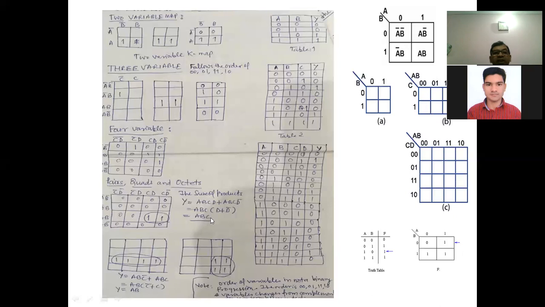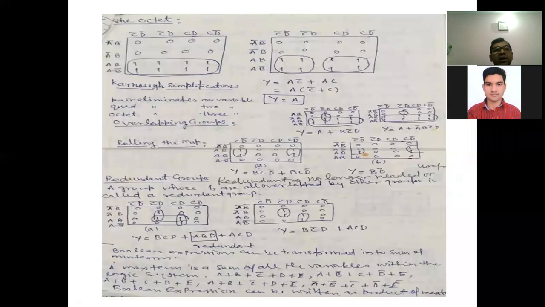So what we see here is that if there is a pair in a K-map, it gives 3 variables, and if there is a quad, it gives 2 variables. Similarly, if there is an octet, that will give 1 variable. For example, if you take this K-map, an octet simply means the number of ones is 8. So if we take this, it will give y equal to a.